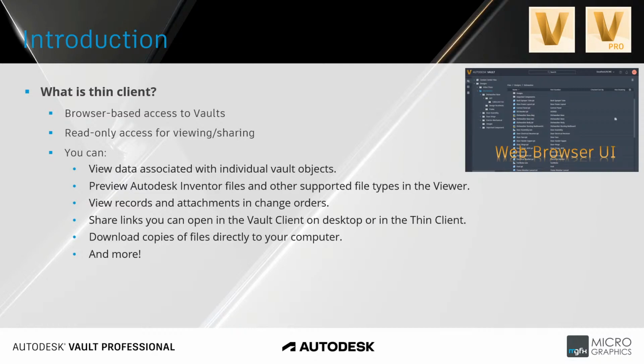A new thing here is also you can share links that you open in the Vault client, and you can share it such that it opens in the Vault thick client on the desktop or in the thin client itself. So you've got multiple ways to share something that you find in the Vault with other people. Right? And lastly, you can download copies of the file directly onto your computer. Of course, this is subject to a few settings of how the administrator sets that up.